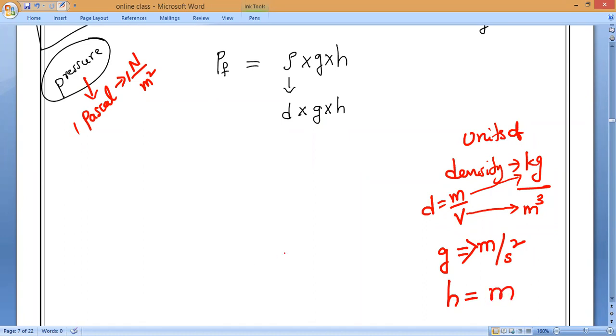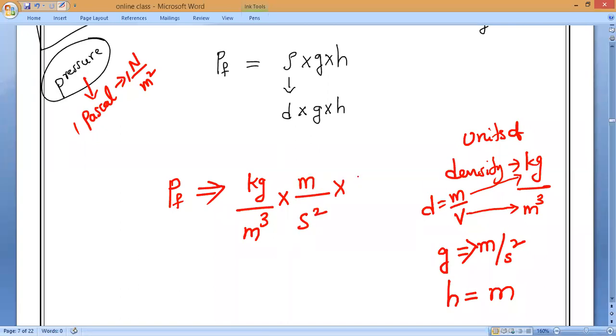So know these and substitute them in this formula. Let us see whether the unit of fluid pressure is the same or not. So kilogram per cubic meter, into g, meter per second square, into h, meters. Is it right or wrong? I want the answer from you all.